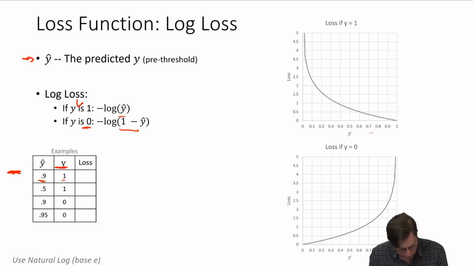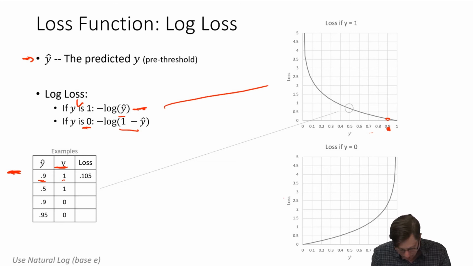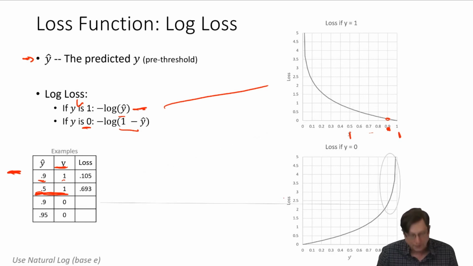So we're dealing with this first case because the true answer is 1. That's this upper thing here. We've predicted 0.9, and the loss is some value right there, something pretty small. And we'll fill it in. I happen to know it's 0.105 because I had a calculator when I was making this slide. In this case, we got a little bit more wrong. We predicted 0.5, but the true answer was 1. And the loss is significantly higher.